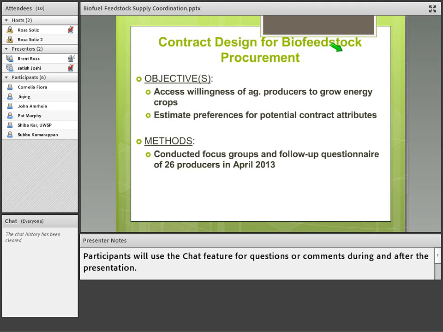The first thing is some research we did looking at the design of contracts that producers would be willing to accept in order to sell biofeedstocks to the market or to the bioprocessor. In doing this, we conducted a series of focus groups and a follow-up questionnaire with 26 producers up in the eastern end of the Michigan Upper Peninsula in April of 2013.